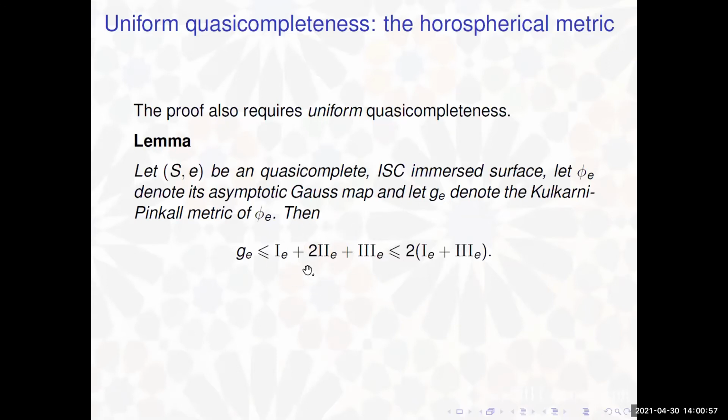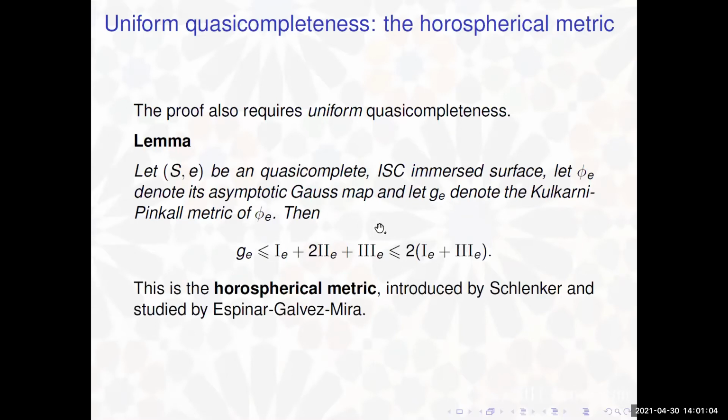Now this guy here is an old friend for some of us. This guy here in the middle is nothing other than the horospherical metric, which was introduced by Schlenker and studied in a nice paper in the Journal of the European Mathematical Society by José Espinar, José Gálvez, and Pablo Mira.